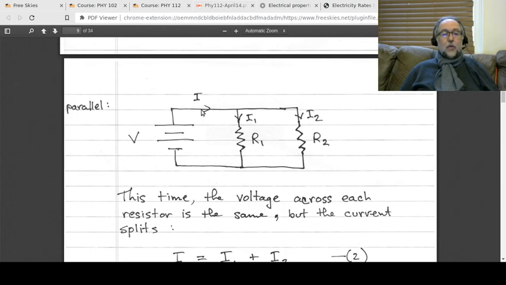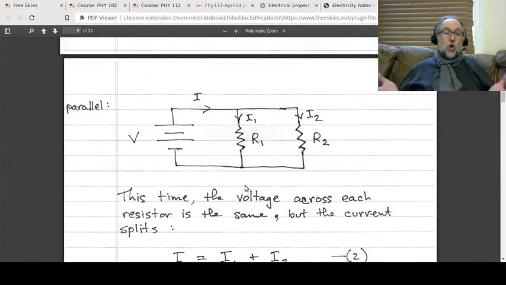Why does the current split? Well, let's think about it. Remember what current is. It's charge per unit second. So let's think in terms of electrons. Suppose 10 electrons are coming in here, and 3 electrons go through R1. Well, then 7 have to go through R2. Why? Because the number of electrons is conserved. If you've got 10 coming in, 3 are going one way, 7 have to go the other way. Conversely, 4 go one way, 6 have to go the other way.